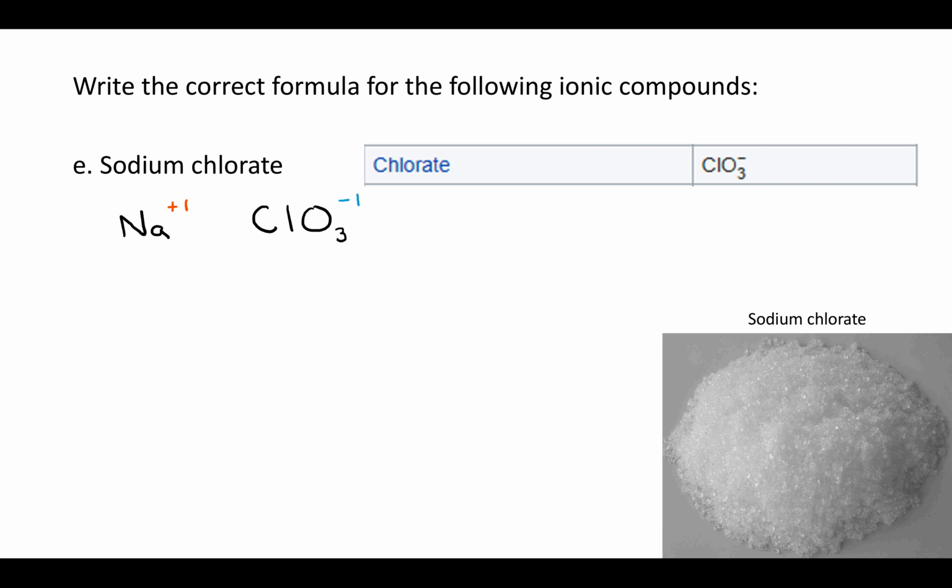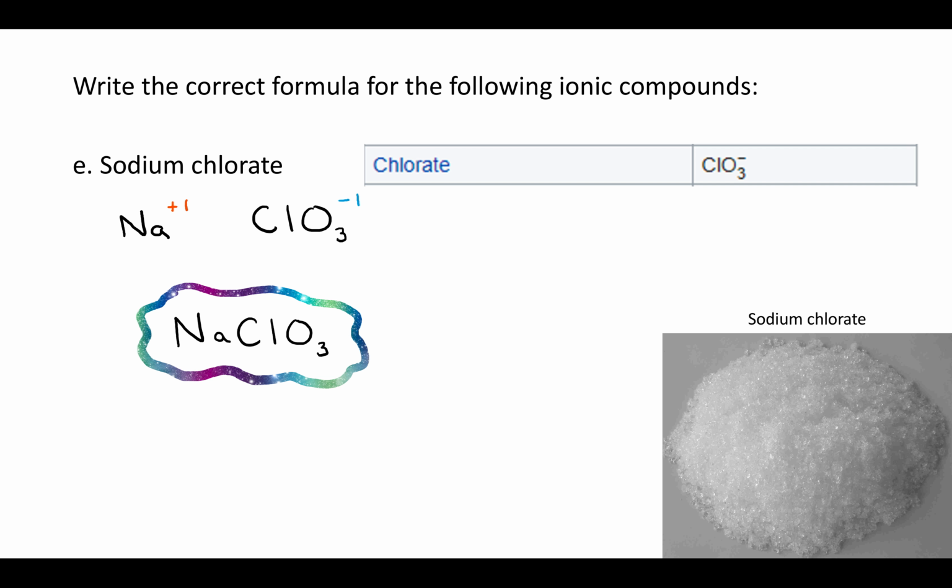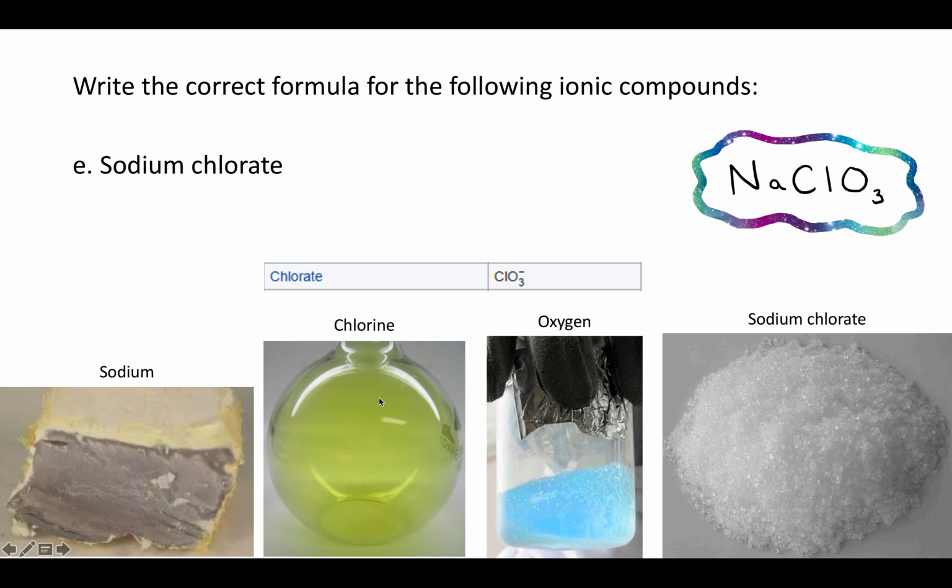So those are the ions separately. How do they combine? Because the amount of charge on each of these ions is the same, a 1 in the sodium and a 1 in the chlorine, we're just going to write each of the ions together without their charges. So NaClO3. And that is the formula for sodium chlorate. So if you were to take chlorine and oxygen and react them in just the right way to get chlorate, and then react that with sodium, you would get sodium chlorate.